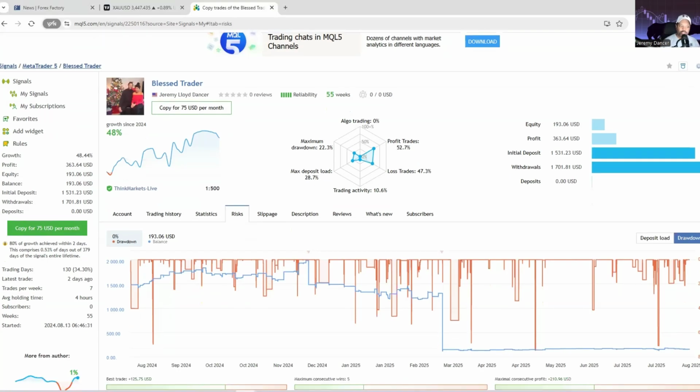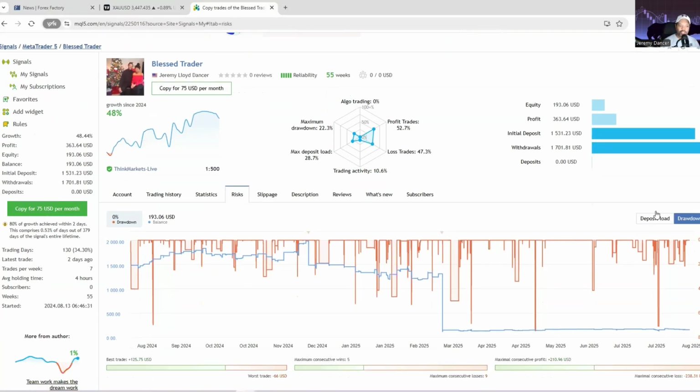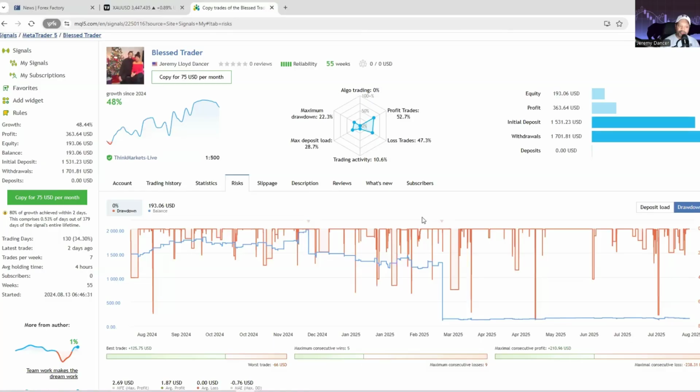So I encourage you guys to look at this part of your account. Everyone should have an account on MQL5. Another thing that I love about MQL5 is they don't allow demo accounts, so all accounts must be a live account.